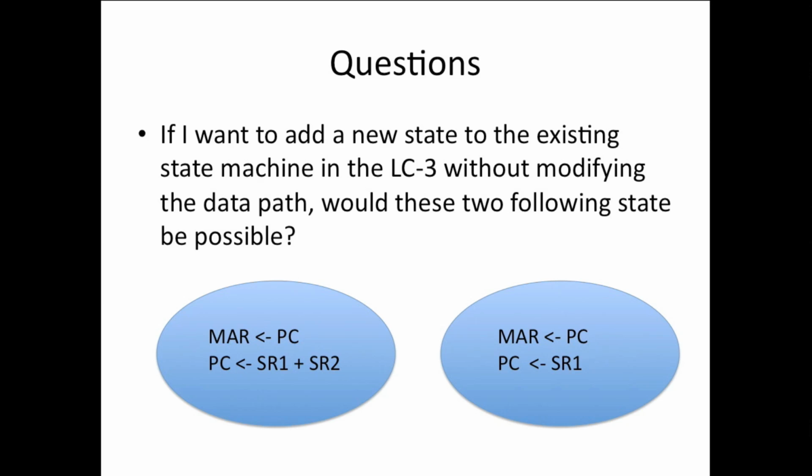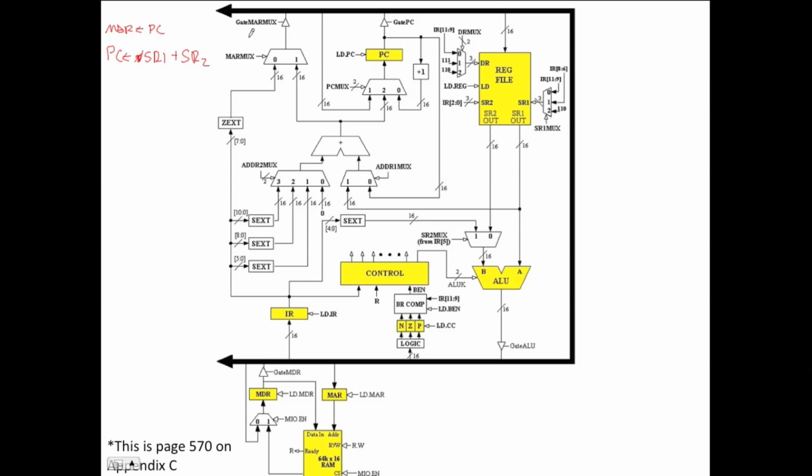Now let's check answers. Let's do the one on the left first. For the first one, we want to store PC into MAR. PC is here. Again, MAR is down here. To do that, we need to use the bus, this route. And we need to open this gate right here to be 1, and we need to enable the load for that to be 1.